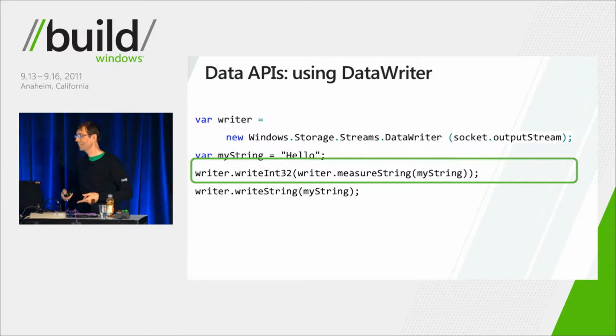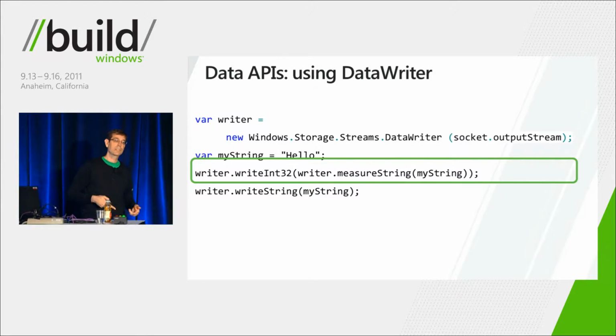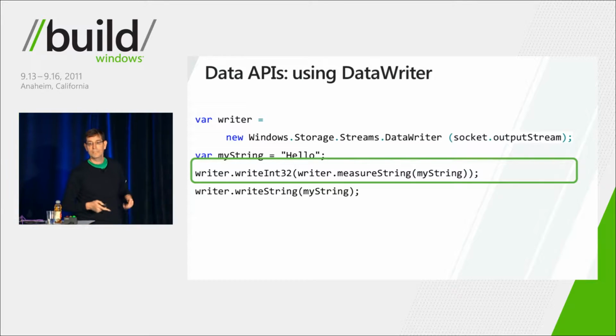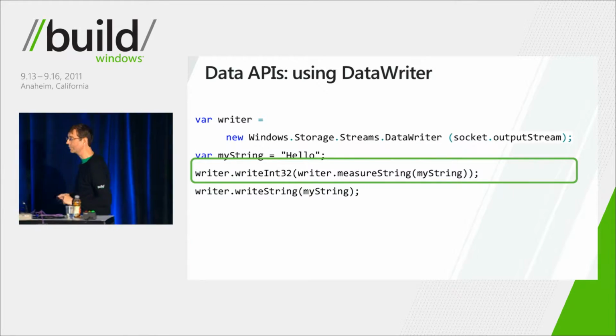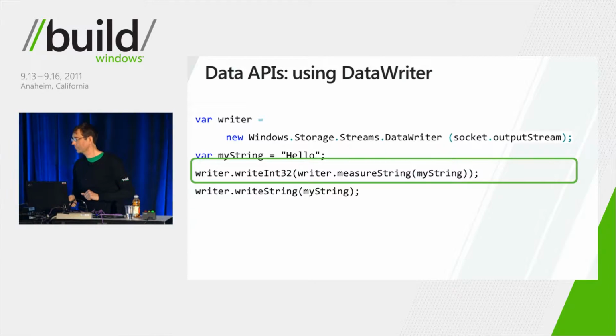The other things that data writer has on it is to write all kinds of integers, int 16, 32, signed, unsigned, 64 bits, floats, doubles, the whole gamut of the data types that you want to do.